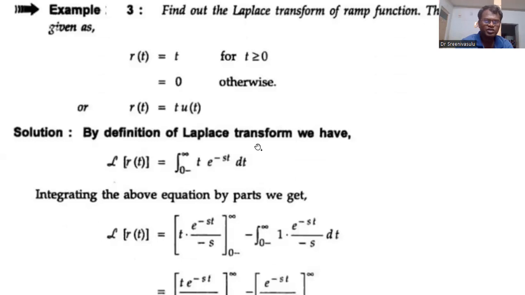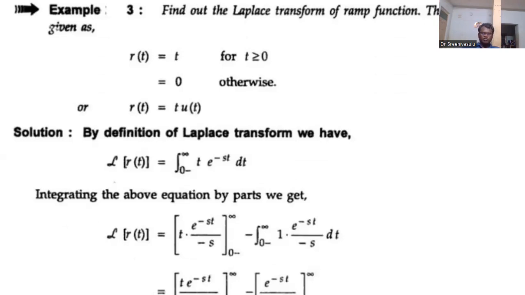Next, you see another standard signal. What is this one? Find out the Laplace transform of ramp signal. You know about ramp. Ramp signal means if we see in a mathematical form, r of t is equal to t for time t greater than or equal to 0, and it is 0 otherwise.